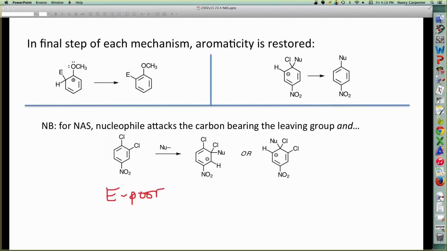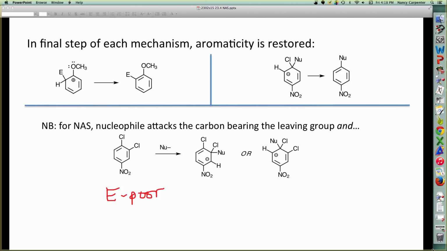The other thing that you have to think about is, okay, here's my nucleophile. Where is it going to attack? Well, it's going to attack where there is a leaving group that could potentially be kicked out. In this particular example, we have two leaving groups that can be kicked out. So if it attacks the meta-chloro position, as shown on the left, then what do we have?